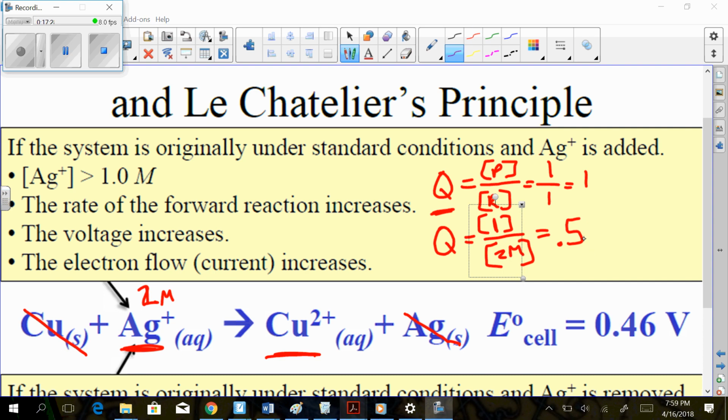So anytime you have Q that is less than 1, anytime you have that, you are going to have a situation where the driving force of the reaction causes it to produce products even faster. So you're going to have, in this case, the electron flow increases, and so the E cell is higher. So if Q is less than 1, you have a higher voltage.